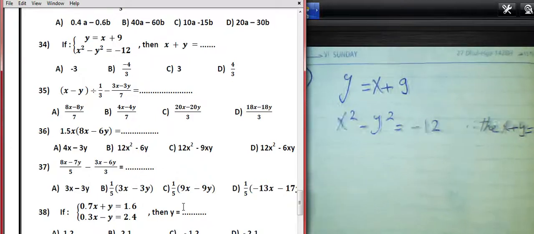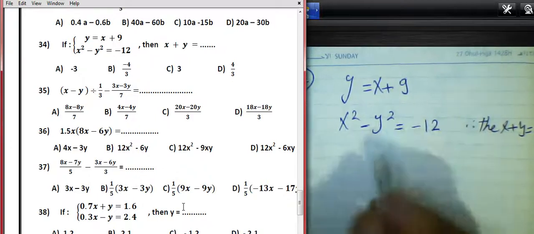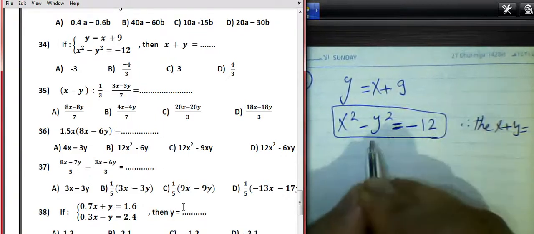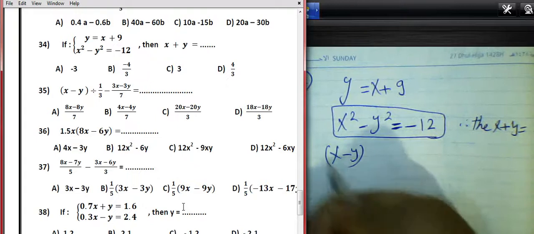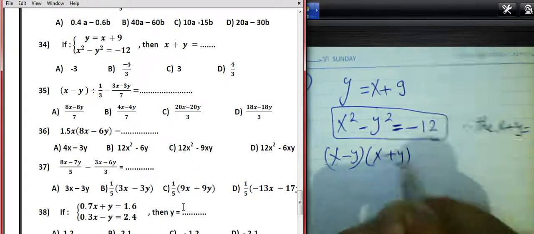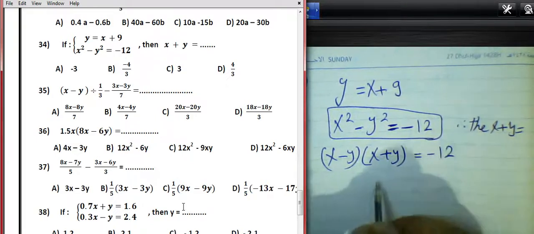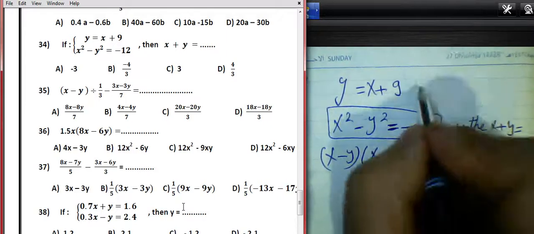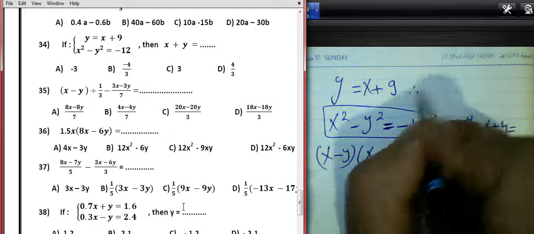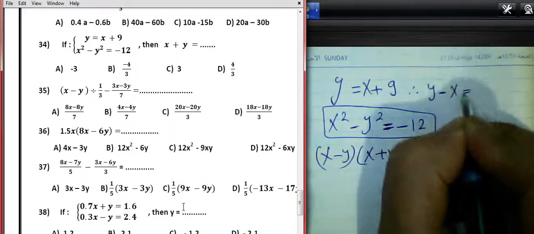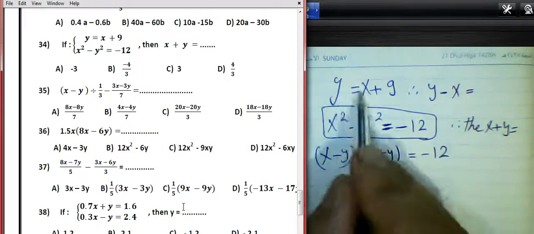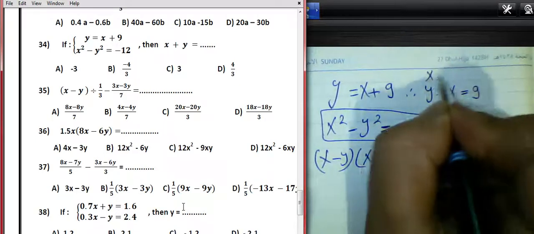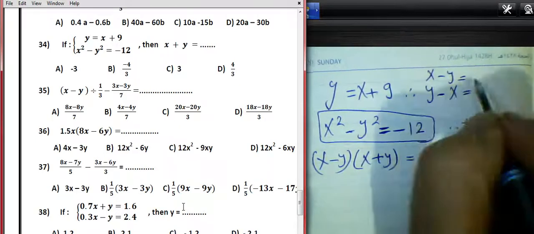We know x power 2 subtract y power 2, we can simplify it by factorizing this expression. x subtract y multiply by x plus y equal negative 12. And we know y equal x plus 9, then we can write y subtract x equal what? y subtract x equal 9, and x subtract y equal negative 9.